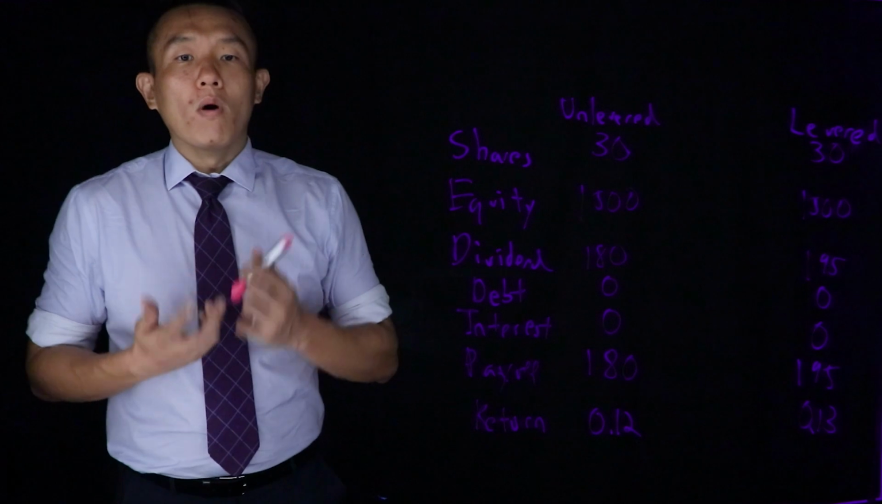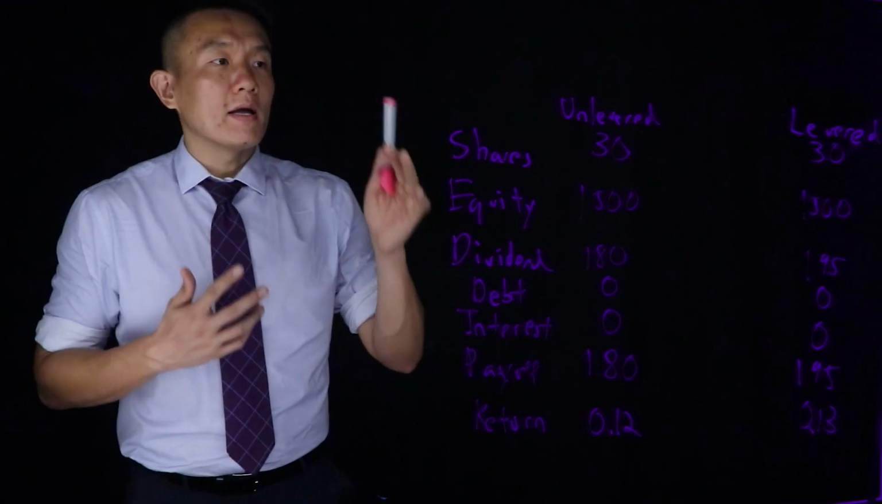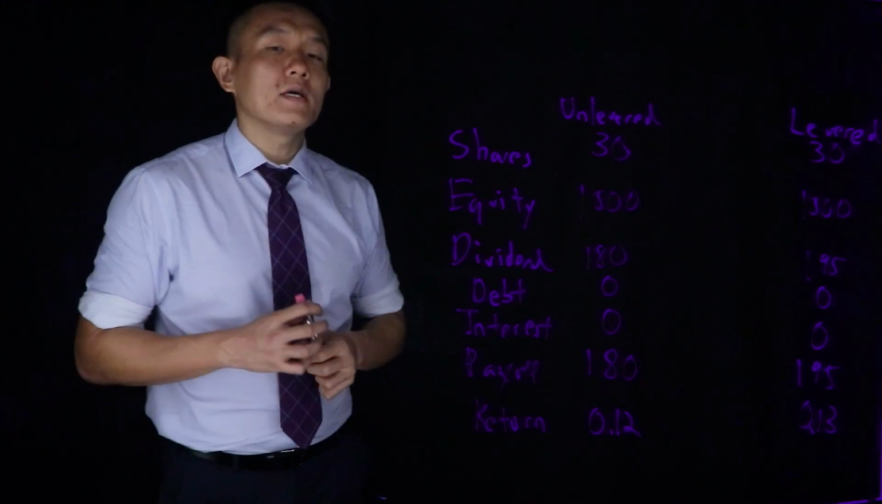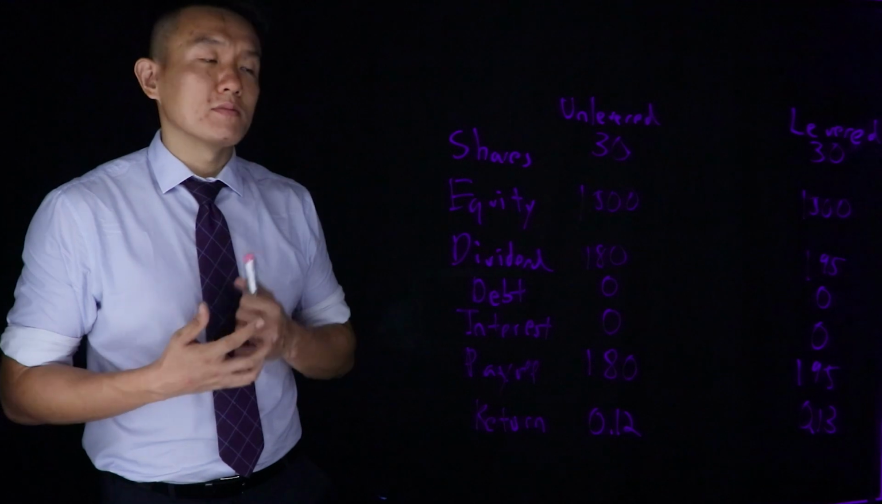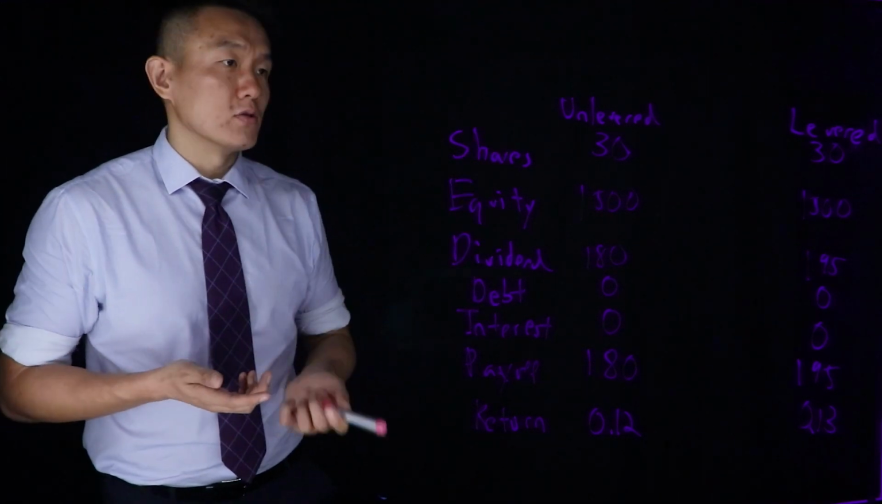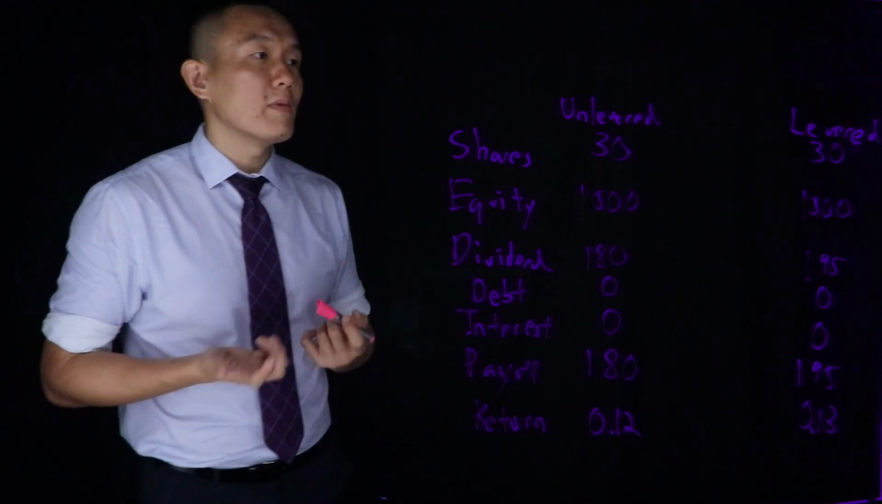Well, one thing we can show is that investors will not be concerned with a firm's capital structure because anything that the firm can do, they can do themselves. Is what we refer to as homemade leverage.